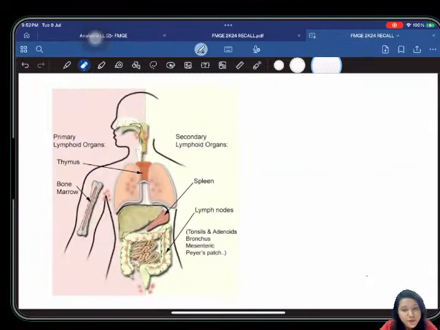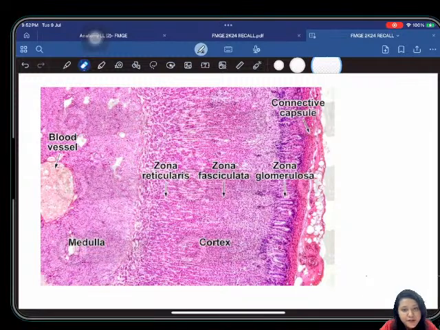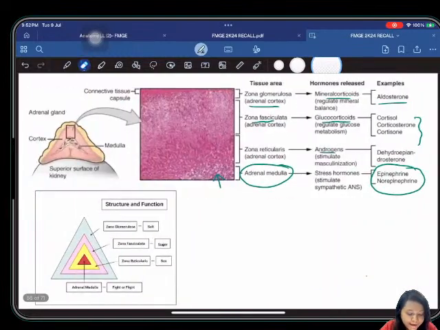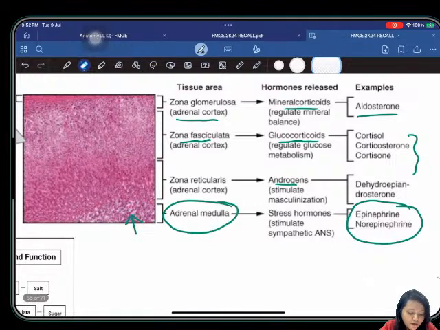Lymphoid organ, as you know, the primary and the secondary lymphoid organ, it is a very easy, very direct question which came this time. And then as I told you, adrenal gland, they have mentioned the medulla. Next time they might mention the zona glomerulosa or zona fasciculata or zona reticularis. So you know that from glomerulosa you have the mineralocorticoid, that is aldosterone. From fasciculata you have the glucocorticoid, and from the medulla you have the adrenaline and the noradrenaline.